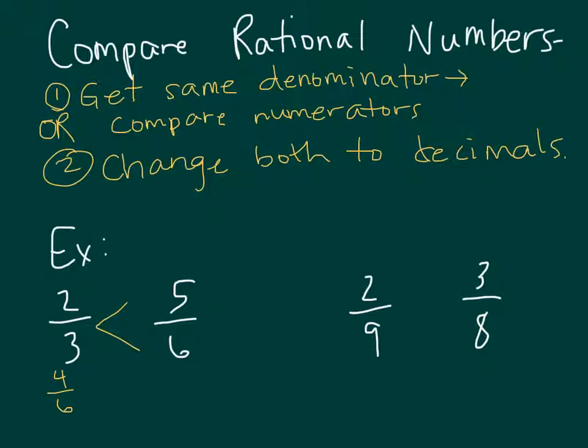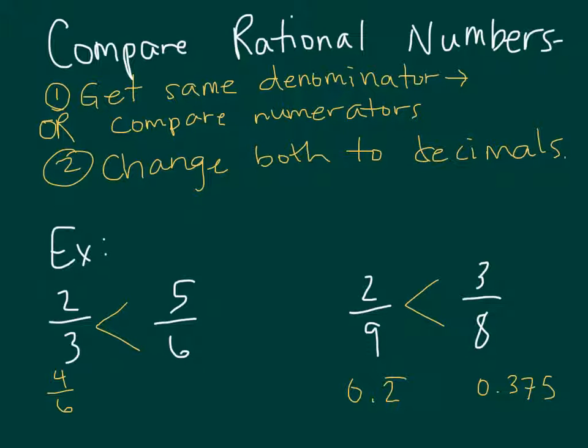On the other one, I have 2/9 and 3/8. So I could get them both to be a denominator out of 72. Or I could just, on my calculator, do 2 divided by 9, and I get 0.2 repeating. And then I can do 3 divided by 8, and I get 0.375, which tells me that 3/8 is bigger than 2/9.